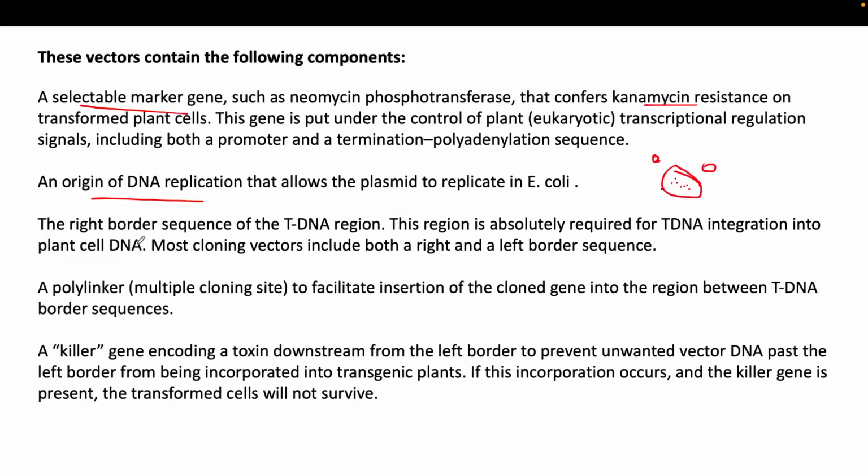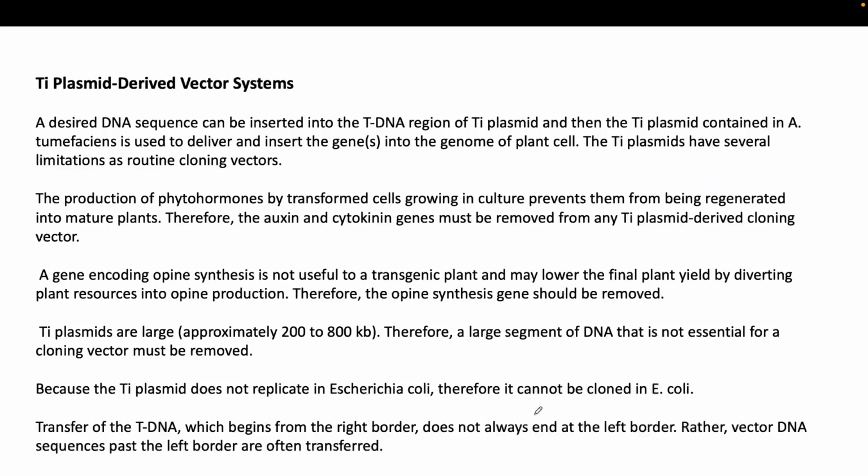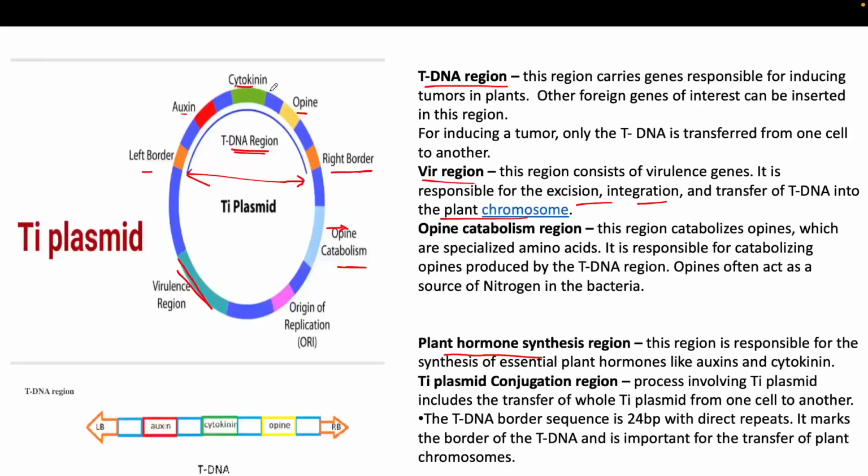The third thing is the right border sequence, because it is very essential for DNA integration into the plant cell DNA, and most cloning vectors include both right as well as left border sequences. One multiple cloning site is also required in the T-DNA region. The multiple cloning site is where your target DNA will be inserted.